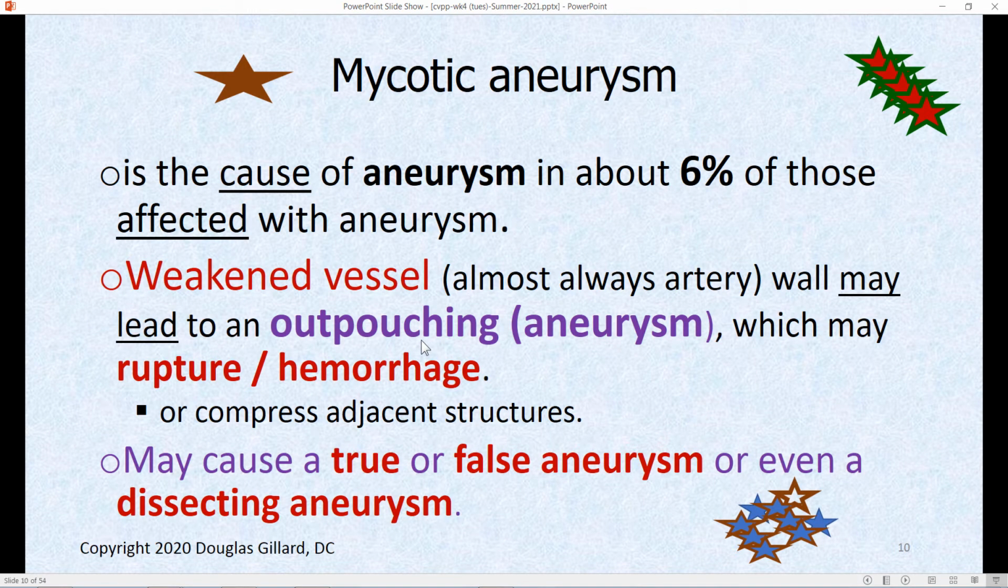It's the cause of aneurysm in about 6% of those who end up in the hospital with an aneurysm. So it's rare, but not crazy rare like Marfan syndrome. And the weakened vessel can lead to an outpouching, as I just said. This can cause both a true and a false aneurysm. And even if it causes a false aneurysm, it can lead to a dissecting aneurysm.